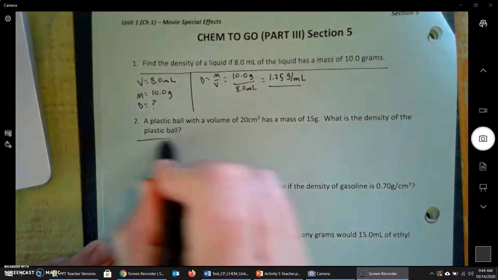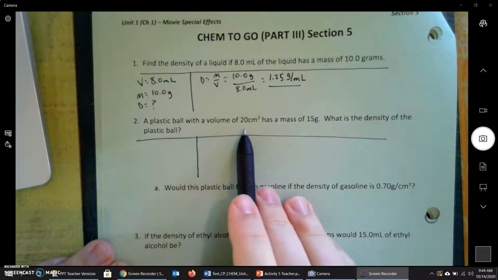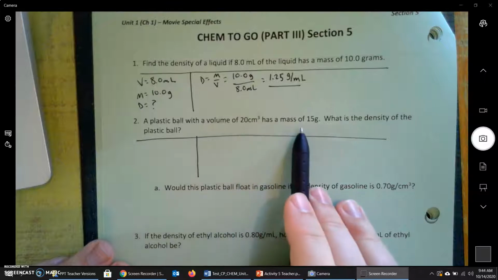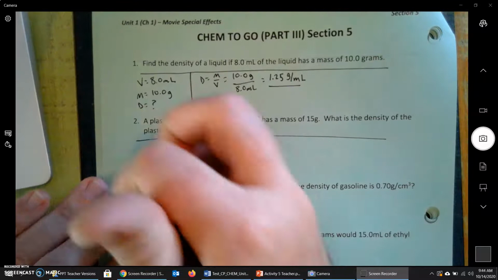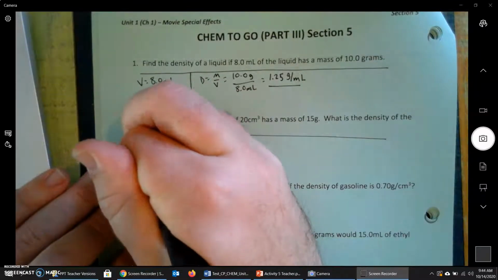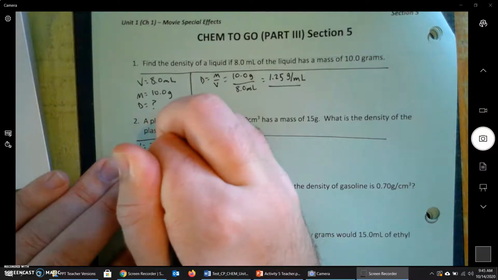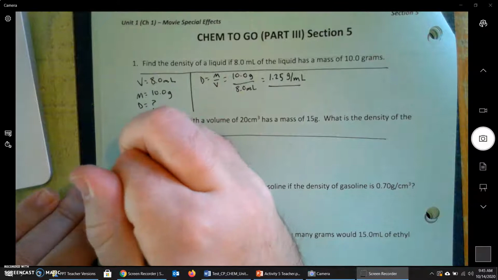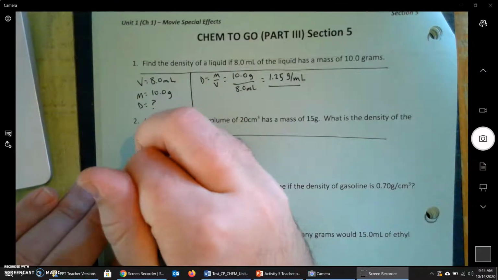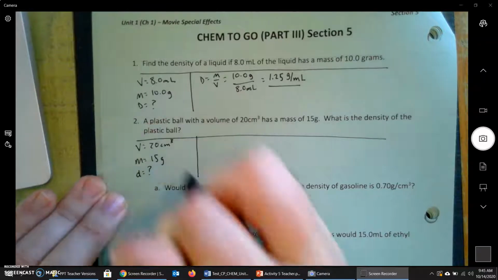All right, so we'll start with another T-chart, and our given information: a plastic ball with a volume of 20 centimeters cubed has a mass of 15 grams. What is the density of the plastic ball? So first we have a volume of 20 centimeters cubed, and we have a mass of 15 grams. We are trying to find the density.